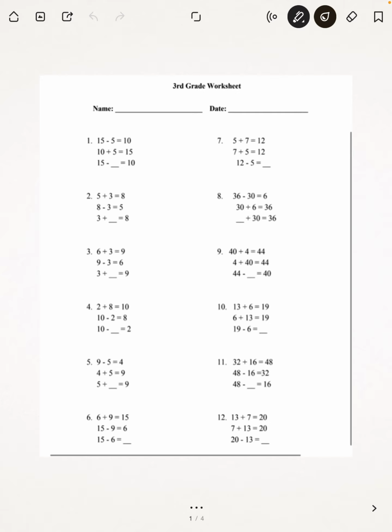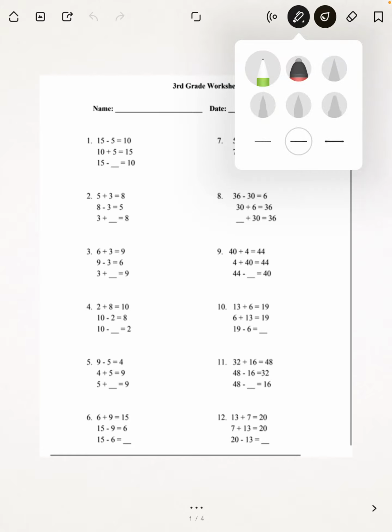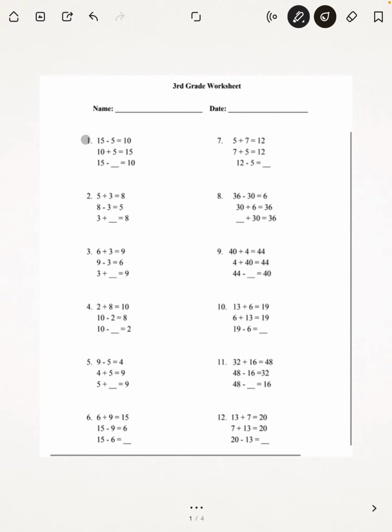15 minus 5 equals 10. 10 plus 5 equals 15. 15 minus what equals 10? I should mark them first.